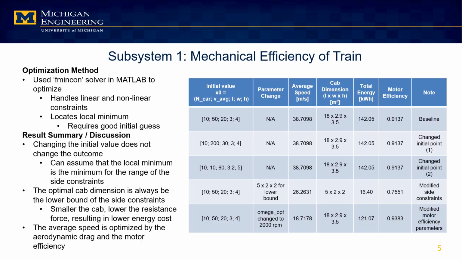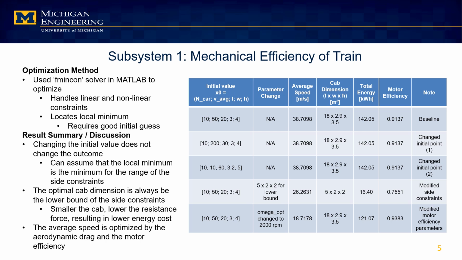We use the fmincon solver in MATLAB to optimize our subsystem, which handles linear and nonlinear constraints and is effective in locating a local minimum if a good initial guess is made. Five optimization trials were run, each with different initial values of design parameters to explore the behavior of the solver. From the optimization runs, we saw that changing the initial value did not have any effect on the outcome of our subsystem, showing that our local minimum is indeed the optimized point.